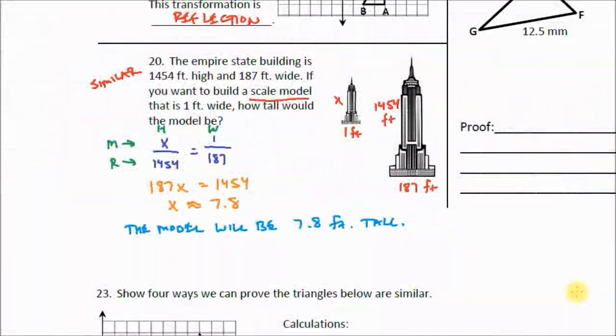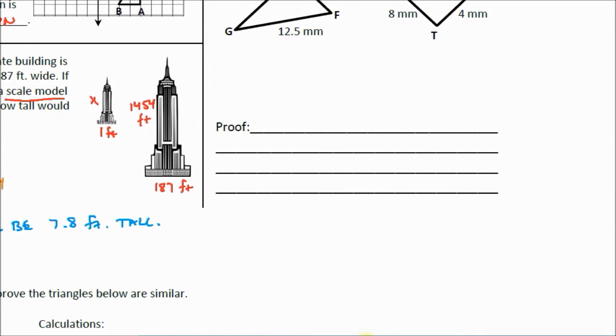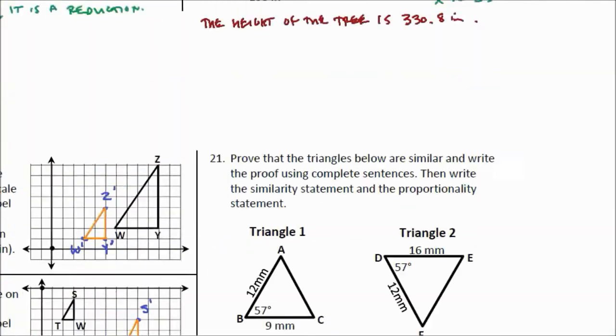All right, let's move on to number 21 and 22. Give me a moment to get there on my pages. All right, so where is my pen? Here we go. 21 and 22, proofs.